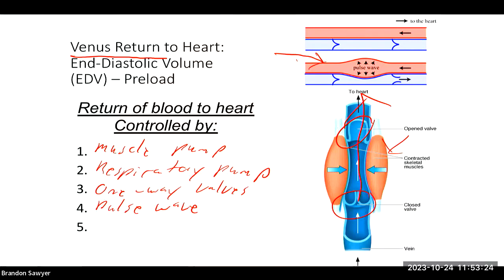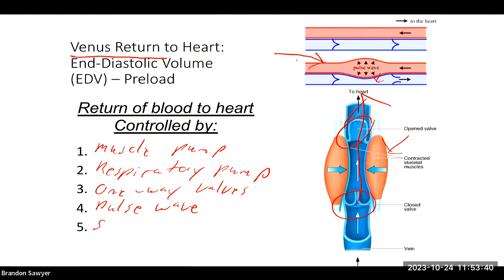That's what you're feeling when you feel the pulse, is that stretch. And since it's right next to a vein, it smashes down on that vein a little bit, right? And creates a little bit of pressure every time the artery pumps. It creates a little pressure in the vein and pushes a little bit of blood in the right direction. Okay, so that's our pulse wave.